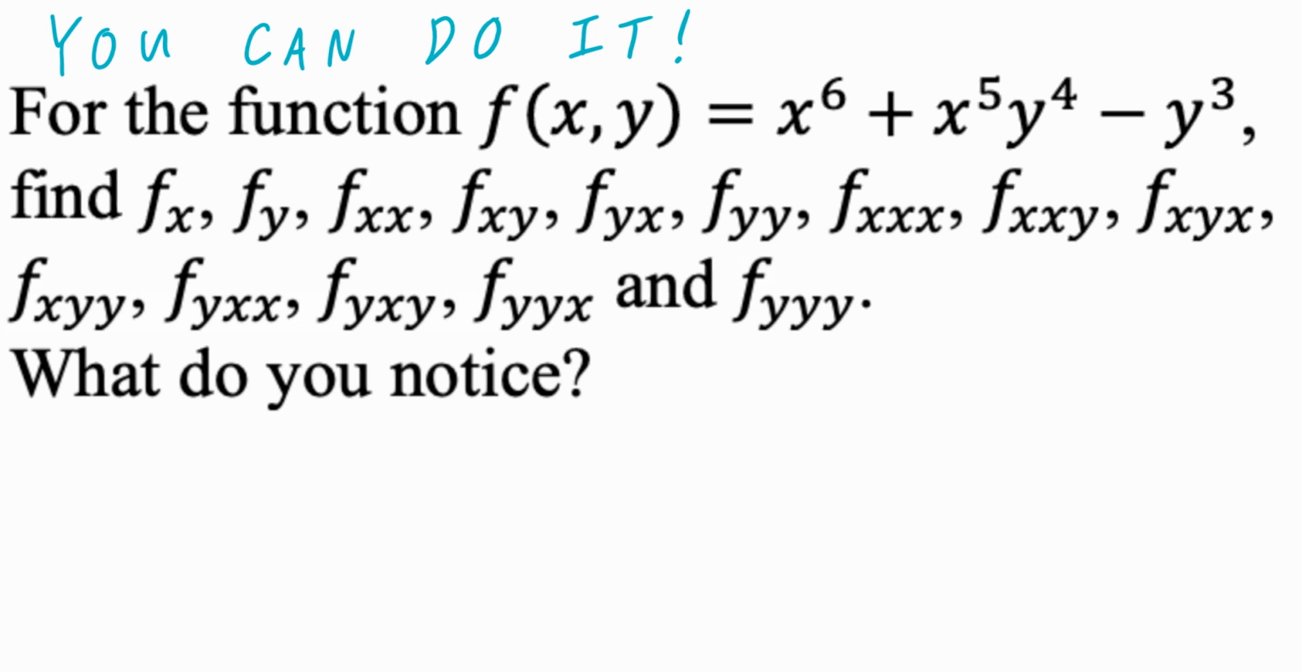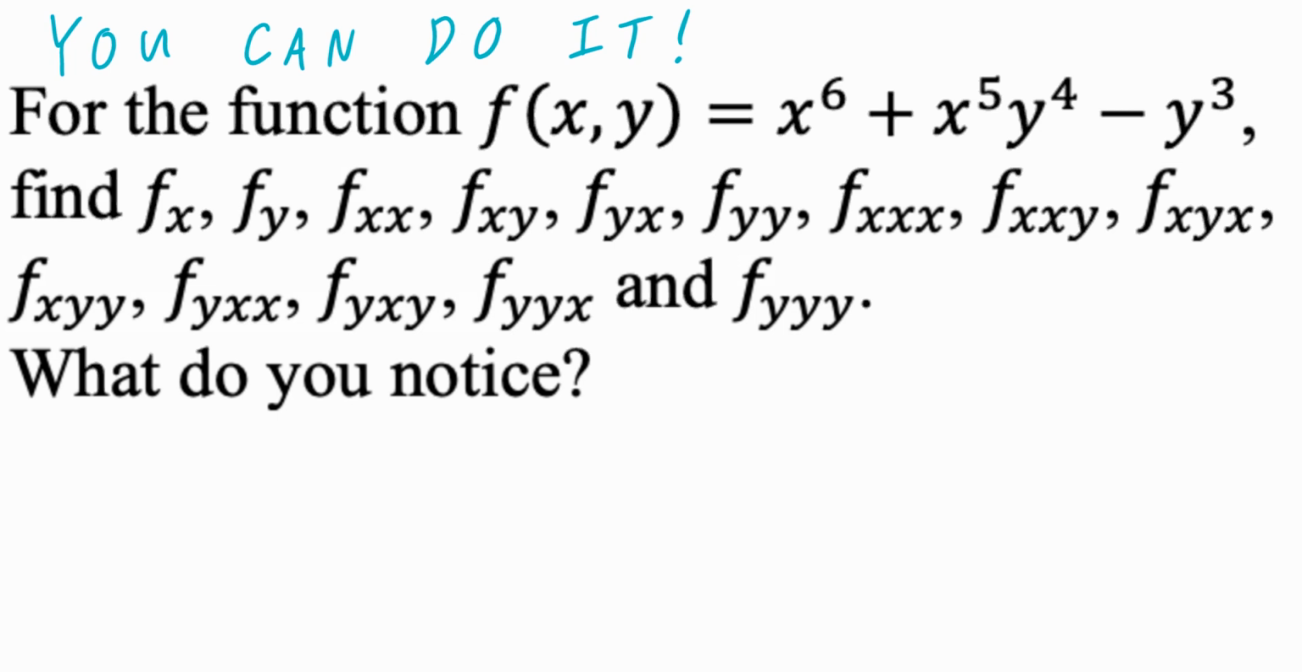Hi everyone, let's take a look at the following example. For the function f in terms of x and y equal to x to the power of 6 plus x to the power of 5 times y to the power of 4 minus y to the power of 3, find fx, fy, fxx, fxy, fyx, fyy, fxxx, fxxy, fxyx, fxyy, fyxx, fyxy, fyyx, and fyyy.